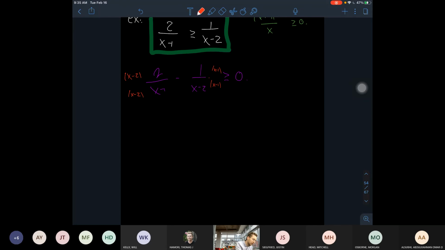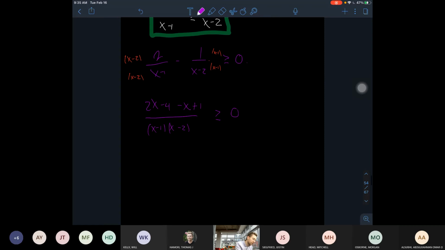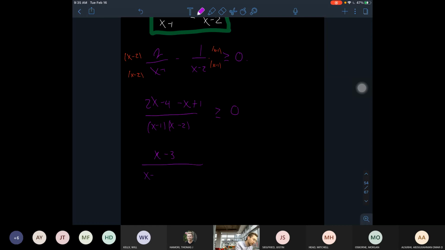So what do I get? In the end, I'll have 2x minus 4 minus x plus 1 divided by x minus 1 times x minus 2 is larger than or equal to 0. And I can rewrite that numerator. 2x minus x is just x. And negative 4 plus 1 is negative 3. And I get x minus 3 divided by x minus 1 times x minus 2 is larger than or equal to 0.